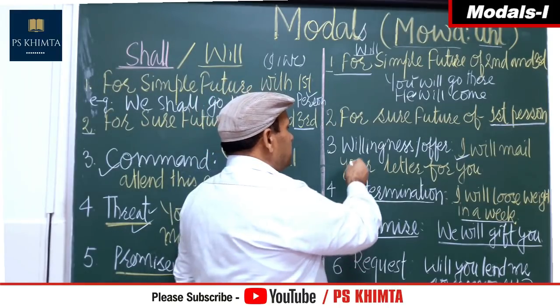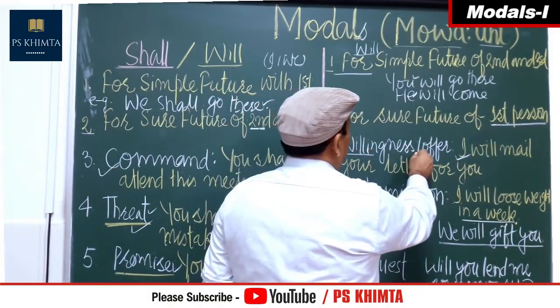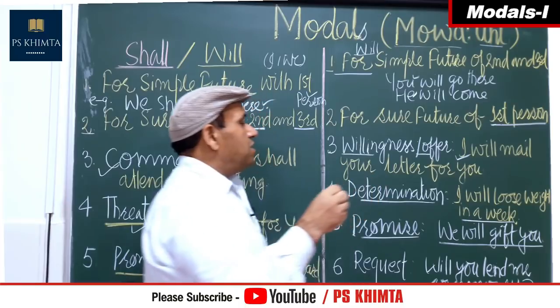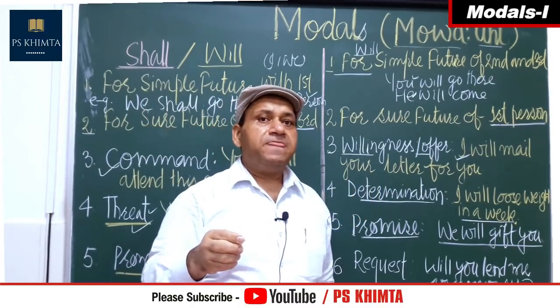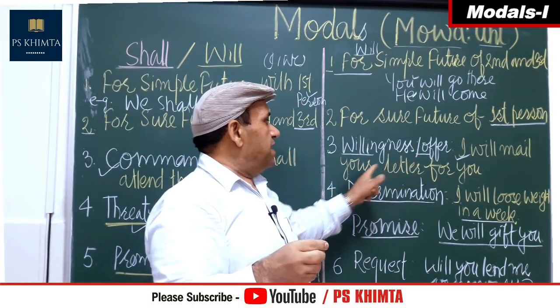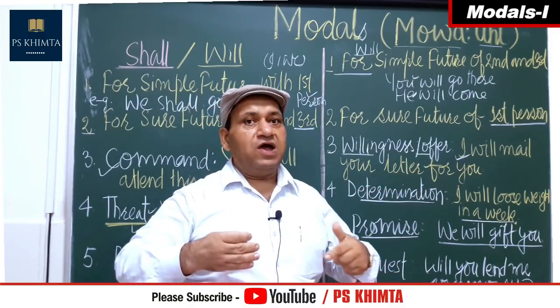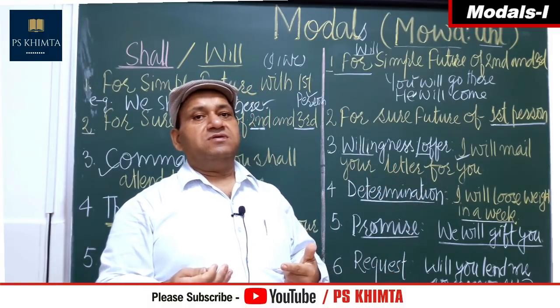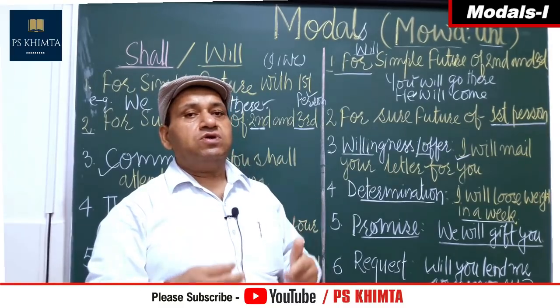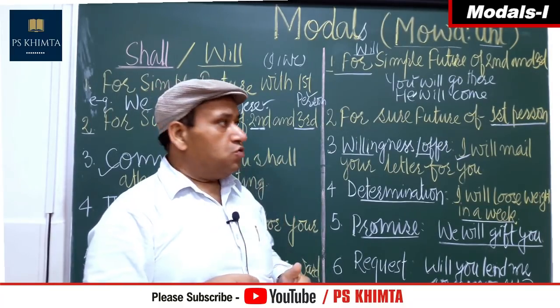So what are those areas? The first is willingness or offer. What is willingness or offer? Say, I'll mail your letter for you. I offered myself that I'll mail your letter for you. Don't worry.